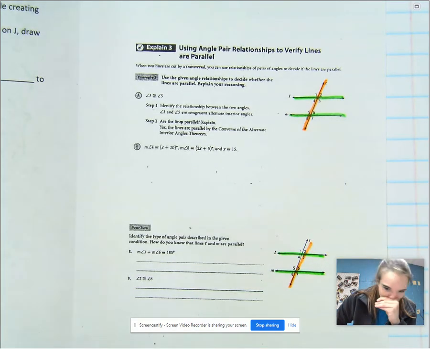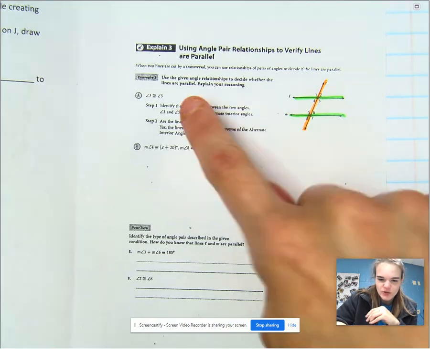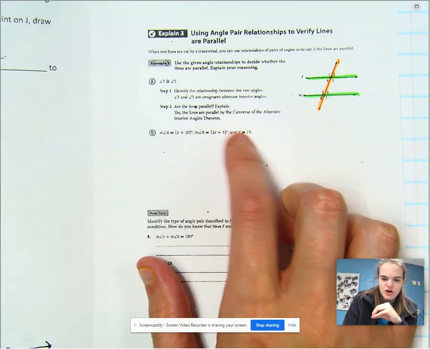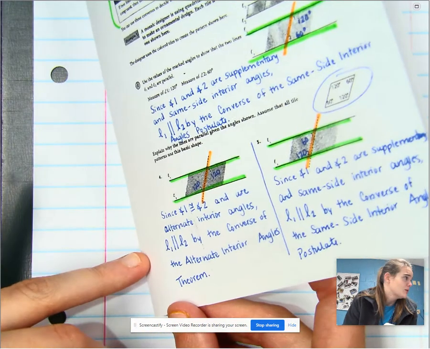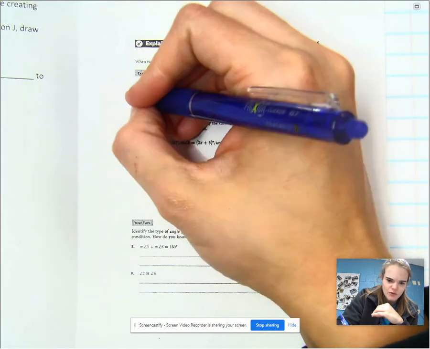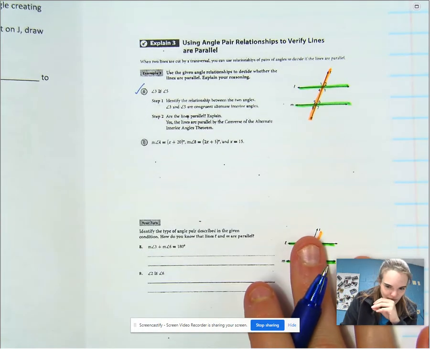All right. This one's already done for us. This is step 1, identify the relationship. That's what we did on the front. Step 2, say if they are or not. We are doing the exact same thing we did right here. And I know you're tired of writing it, but oh well. So this one's already done for us. We're going to skip to B.